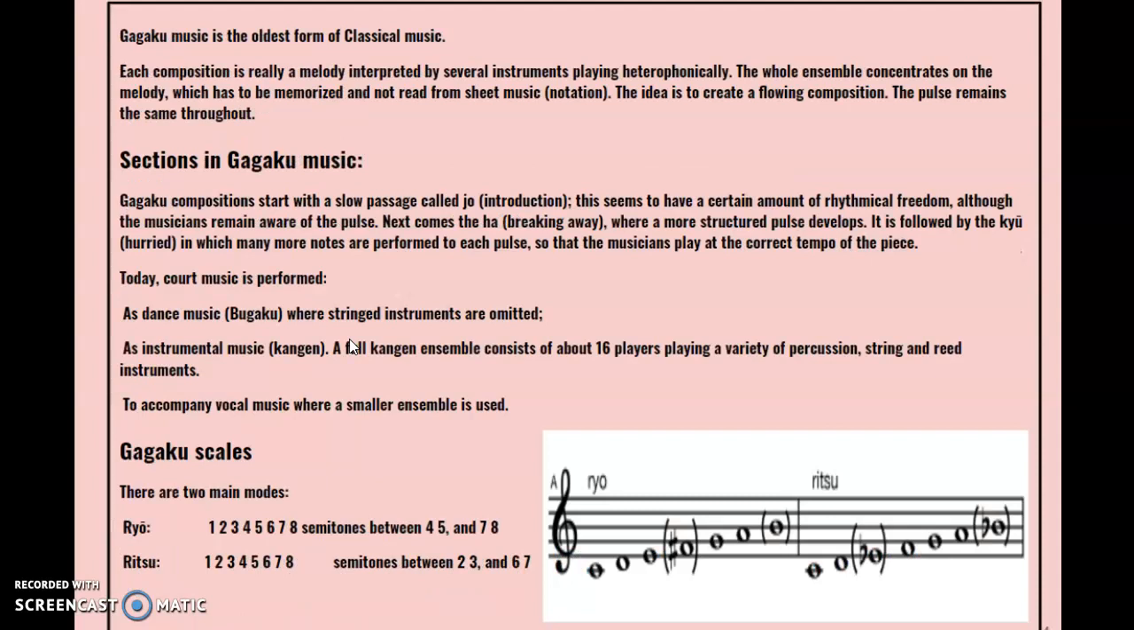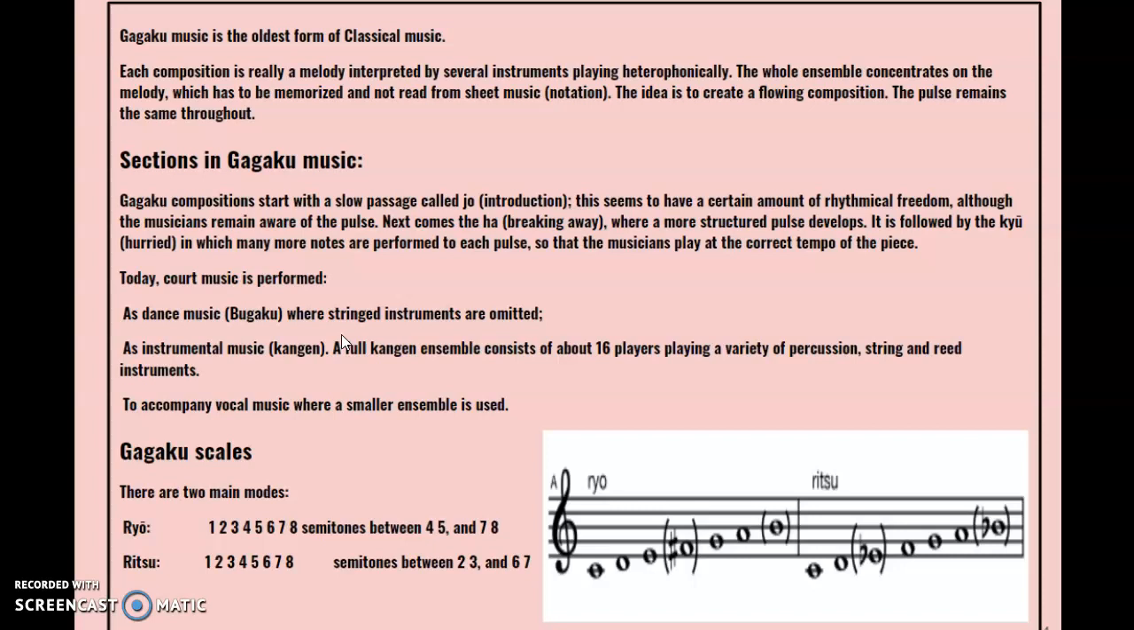Gagaku music is the oldest form of classical music, and you will hear in the background they play several instruments and they play heterophonically. I can hear that. The whole ensemble concentrates on the melody, which has to be memorized and not read from sheet music notation. The idea is to create a flowing composition. The pulse remains the same throughout. We've done the sections. We have the jo, the ha, and the kyu.